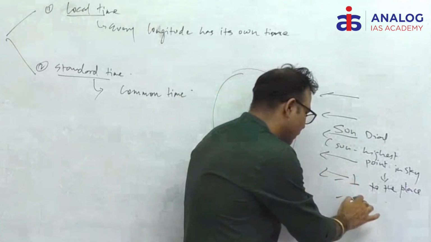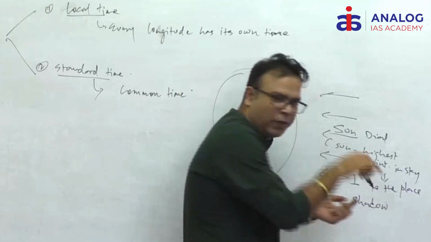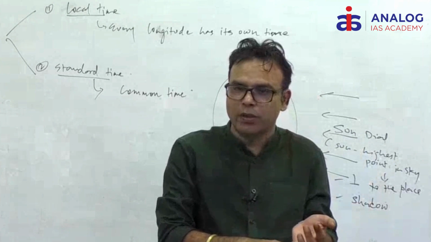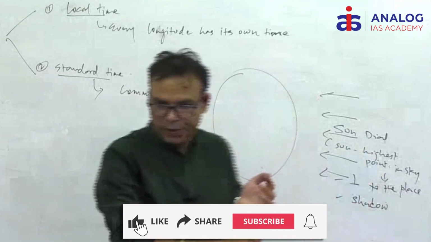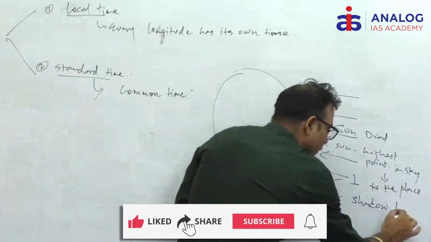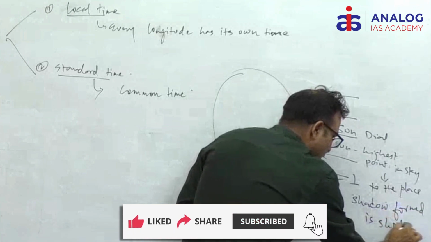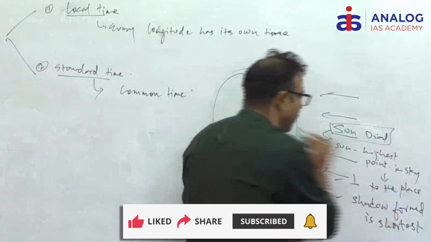And the shadow cast by the object during this time of the day is what? Longest or shortest? Shortest. The shadow found is shortest. This is the characteristic of a sundial. How to fix the sundial?